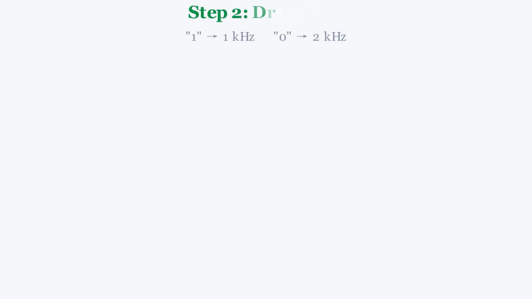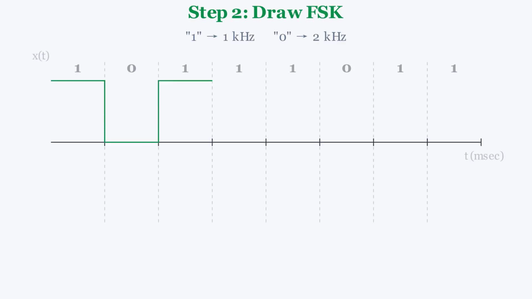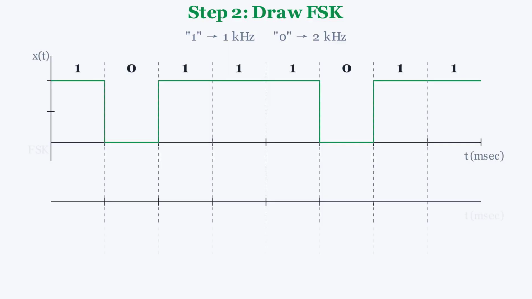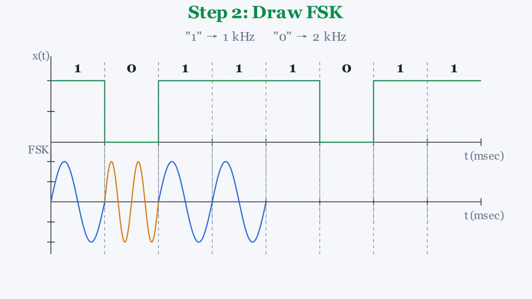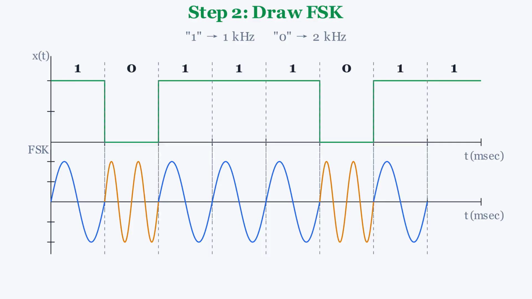Now we draw FSK. FSK stands for frequency shift keying. Instead of switching the carrier on and off, we switch between 2 different frequencies. For our problem, the rule is a 1 is sent as sine of 2000 pi t, that is 1 kHz, 1 cycle per millisecond, and a 0 is sent as sine of 4000 pi t, that is 2 kHz, 2 cycles per millisecond. We just walk along x of t and pick the right tone for each bit.